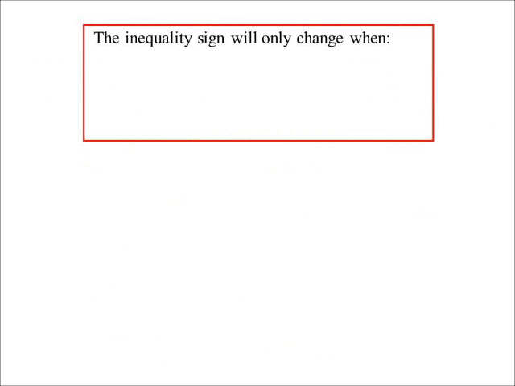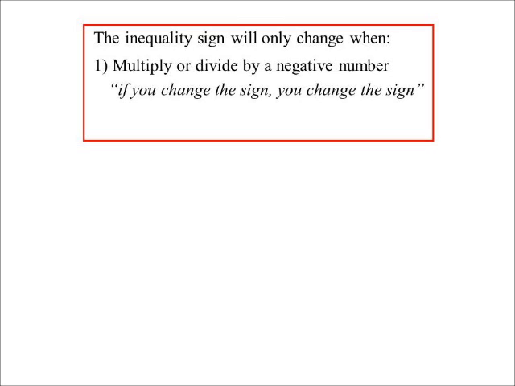Okay. What's the difference between an equation and an inequation is simply the inequality sign that's in there. Now we've got a couple extra rules, because sometimes that inequality sign will change. Remember, if we multiply or divide both sides by a negative number, then you have to change the inequality sign. The way I remember it is if you change the sign, you change the sign. So if you change the sign of the number, you change the sign of the inequality.